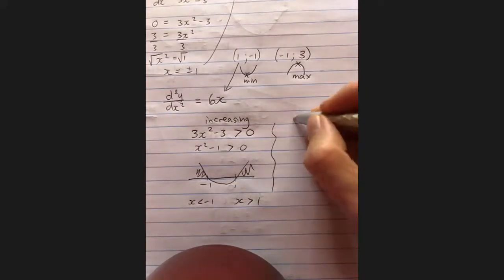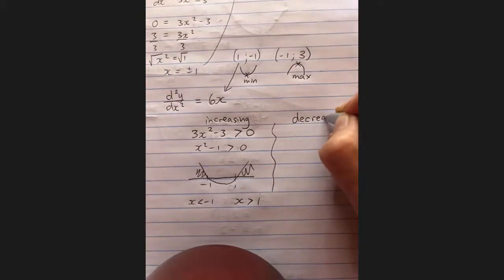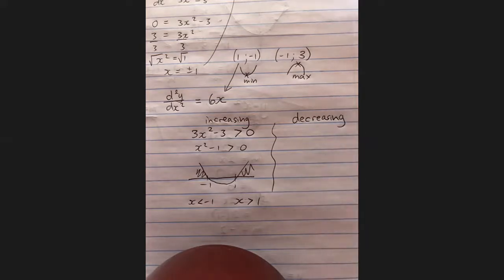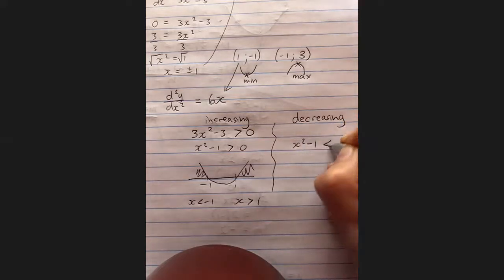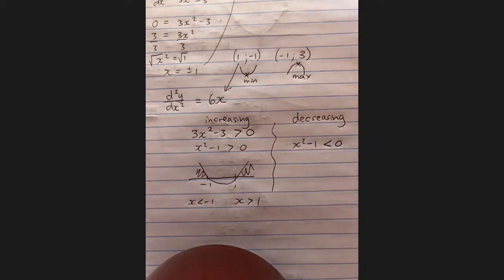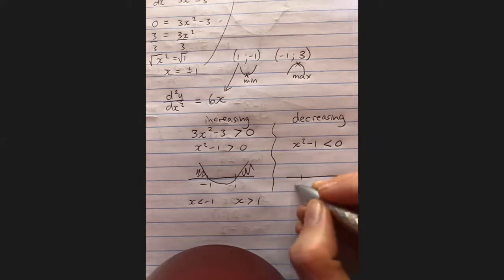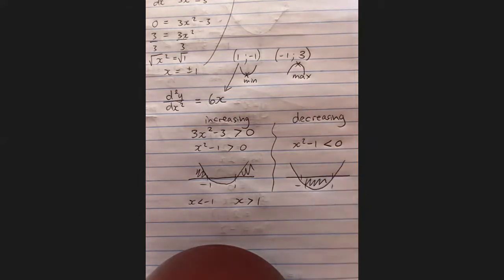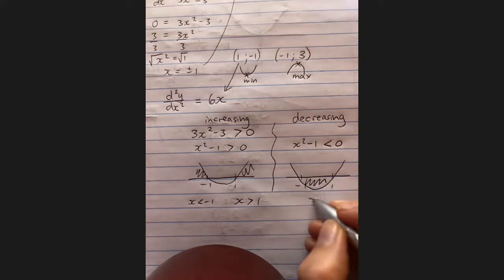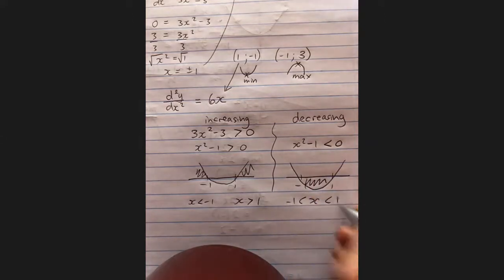The same with decreasing. I just want to show you what that sketch would look like. If I'm asking you for which values of x the function will be decreasing, I would get exactly the same thing, except it would say x squared minus 1 smaller than 0, negative gradient. You'd have the same critical values, but then you color in below the line. So x must be bigger than -1, smaller than 1. One piece to color in, two pieces to color in.